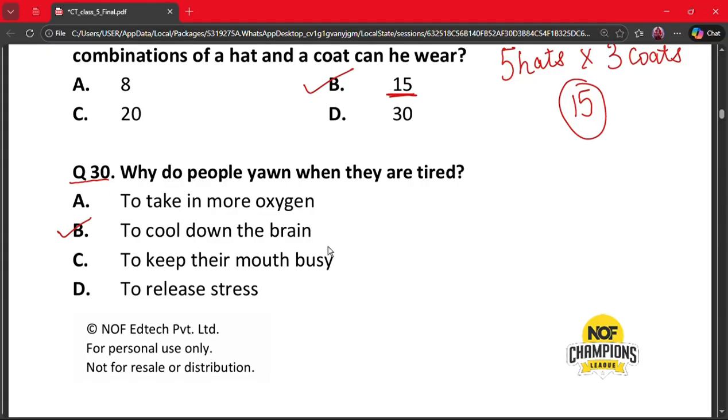Yawning helps regulate brain temperature. When tired, the brain warms up slightly. Yawning increases airflow and cools the brain. Hence option B is the correct option.